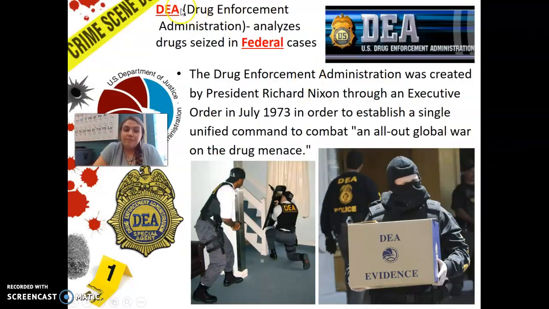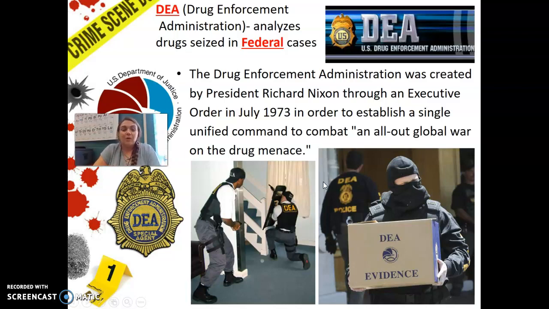Then there's the DEA. The DEA is the Drug Enforcement Administration. So they are just drug task forces, okay? The Drug Enforcement Administration was created during President Nixon. Basically, the war on drugs was started in the 70s, but it is still continuing on. We definitely have an issue with drugs in this country, from it being smuggled in or being smuggled out.